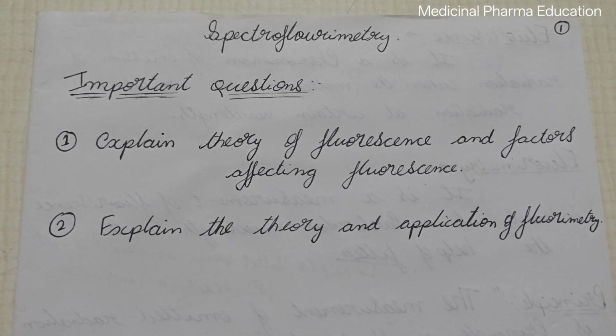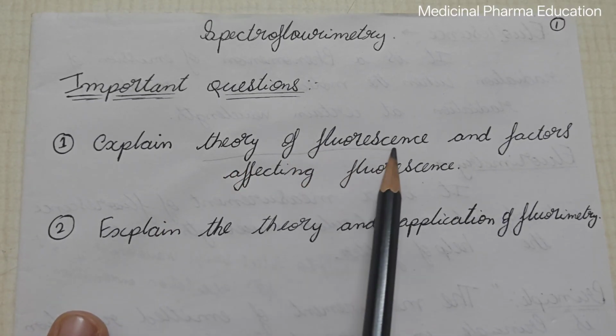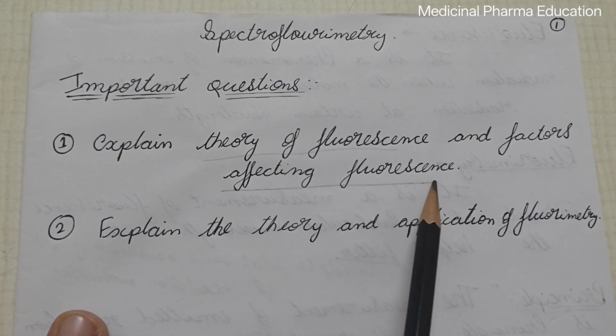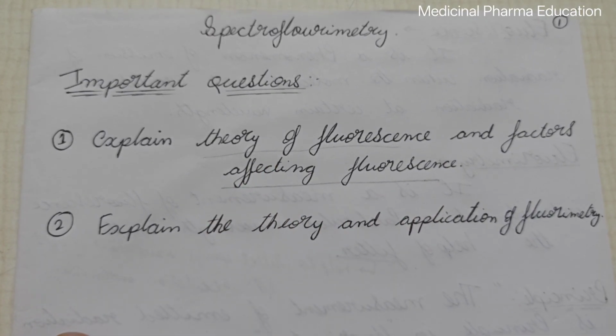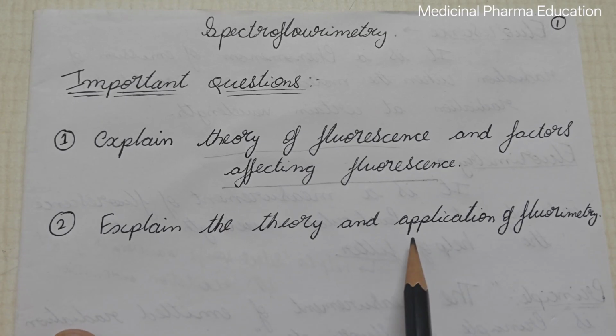The main topics in spectrofluorometry are the theories of fluorescence, factors affecting fluorescence, quenchers, instrumentation and applications of fluorescence. These are the topics we are going to discuss. The very important questions are: explain the theory of fluorescence and the factors affecting the fluorescence, and the next one is explain the applications. These are the three topics which are very important.